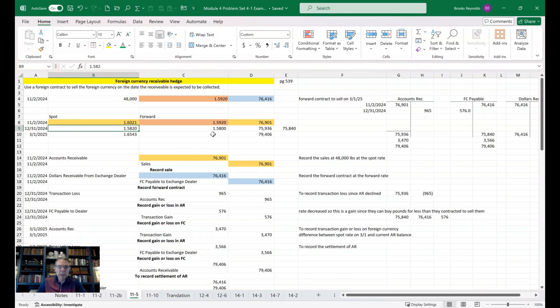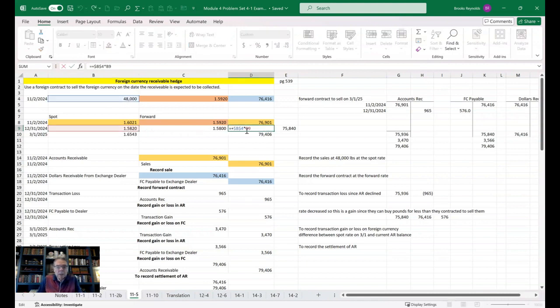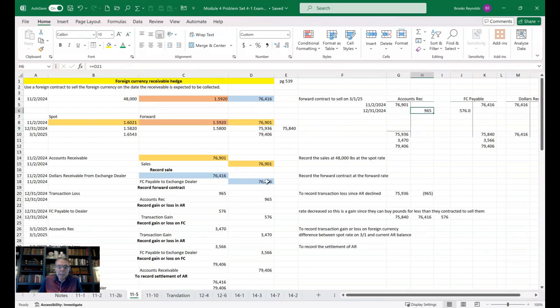So now it's going to be the 48,000 pounds times the 1.5820. So that's now 75,936. So the original amount was, of course, 76,416, as you can see here. So we're going to have to reduce that. And you can see over here, the accounts receivable balance is going to be a credit. All right. And the other part of this entry is going to be, of course, a transaction loss.